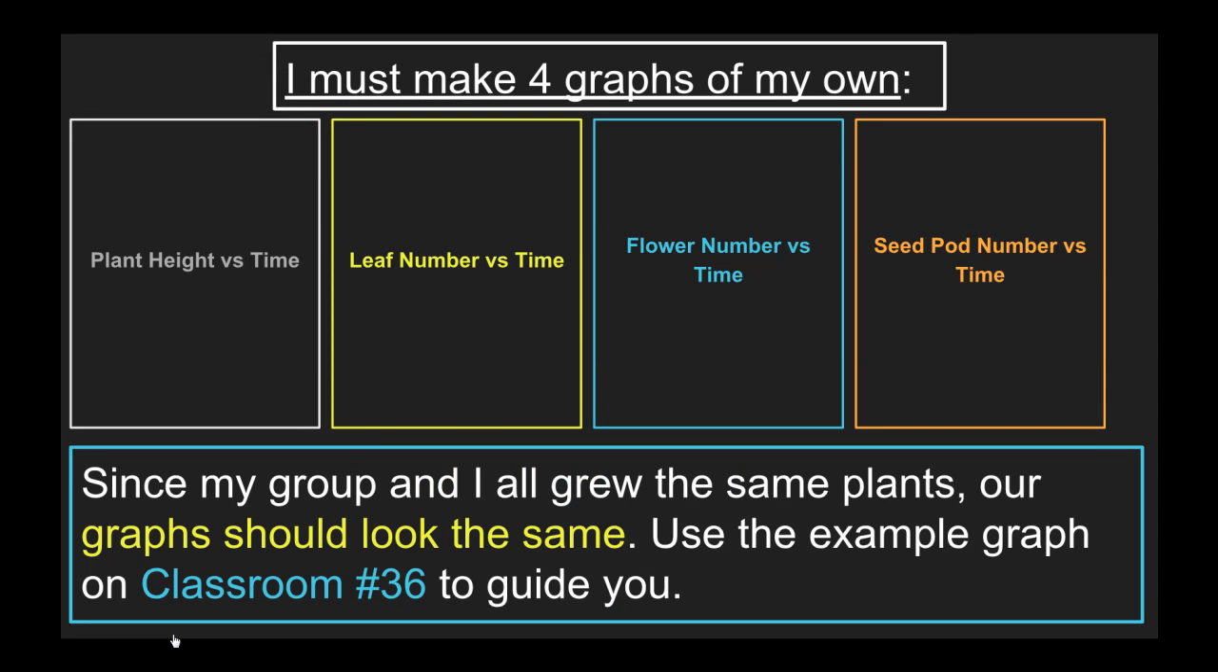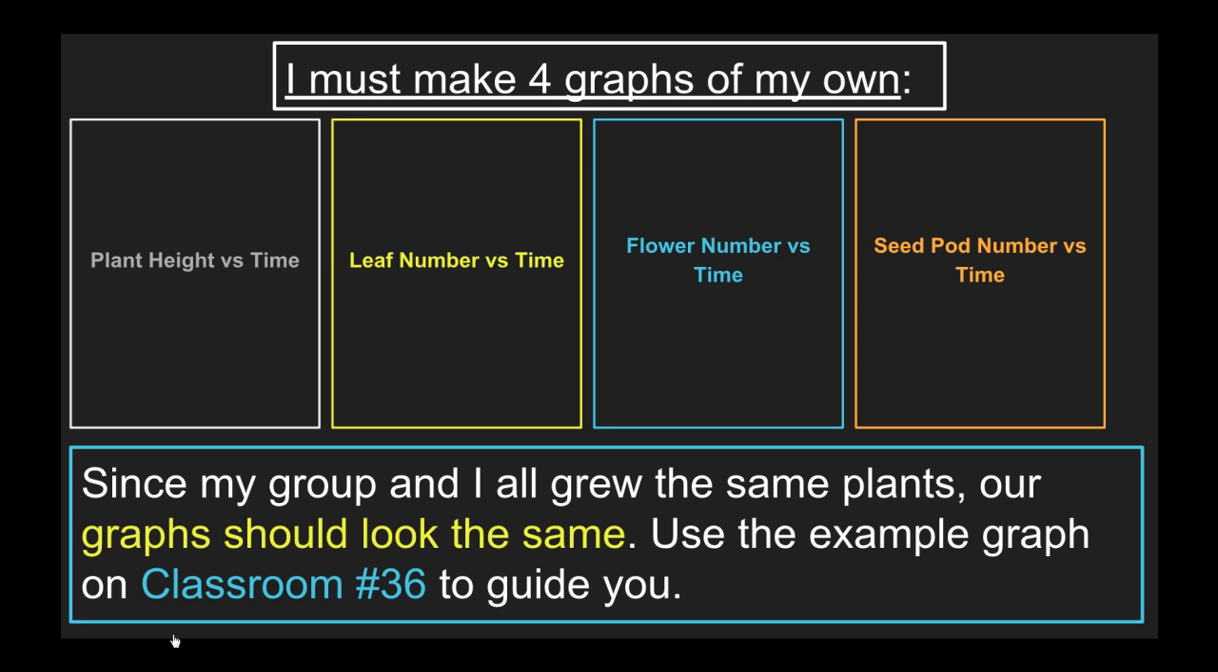So here's that screen I was referring to. You must make 4 graphs of your own, and they are plant height versus time, leaf number versus time, flower number versus time, and seed pod number versus time. Now, since your group and you all grew the same plants, your graphs should look the same, assuming everybody follows basic graph structure. Use the example graph on classroom number 36 that I've put up in the class as we've talked about it to guide you.